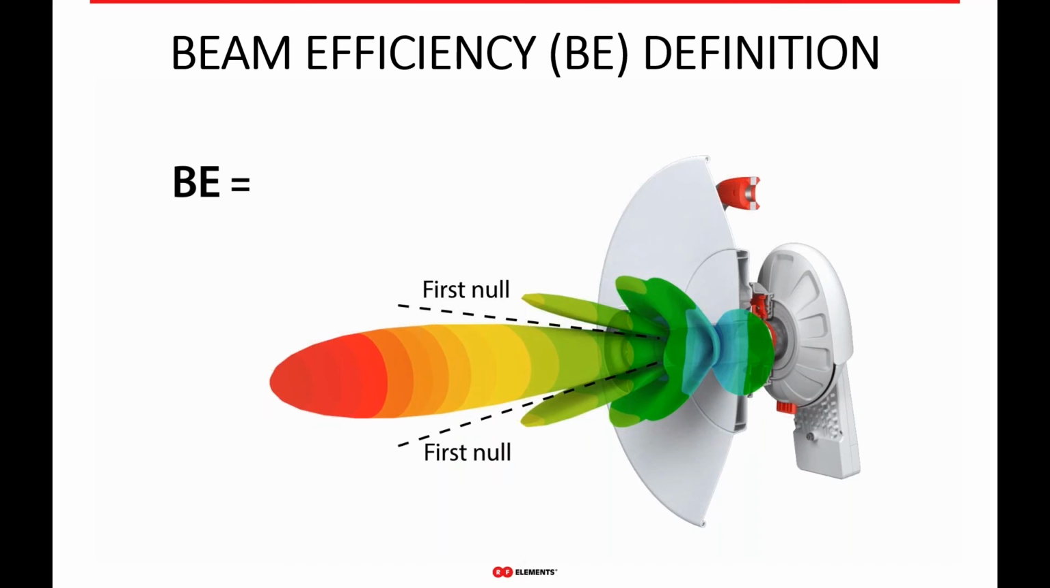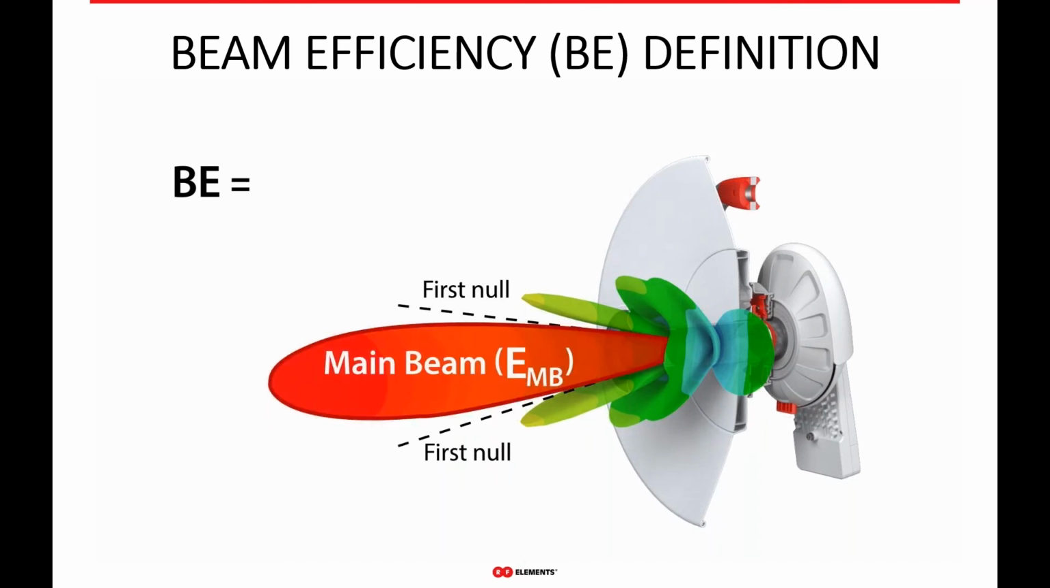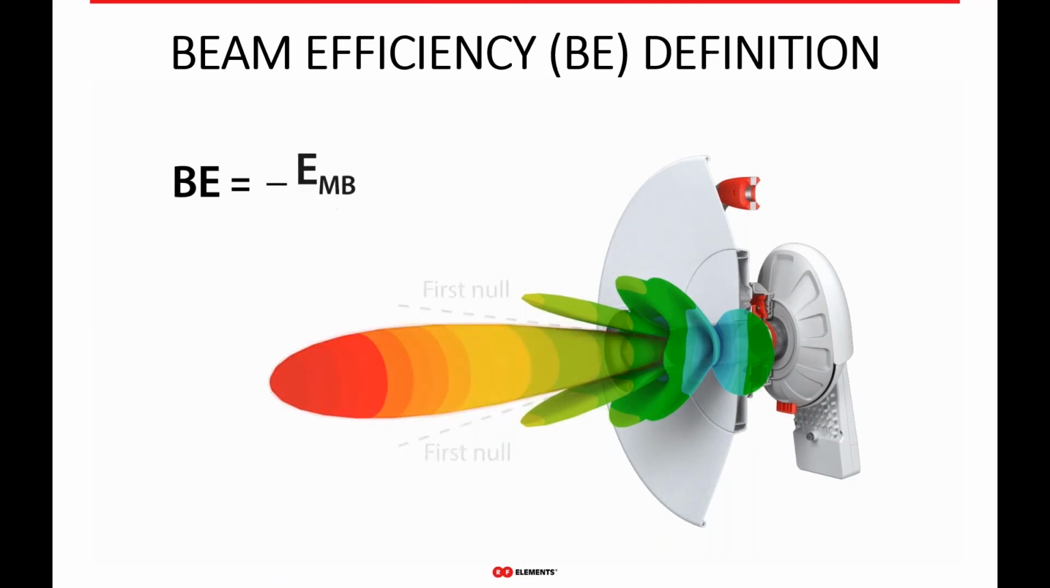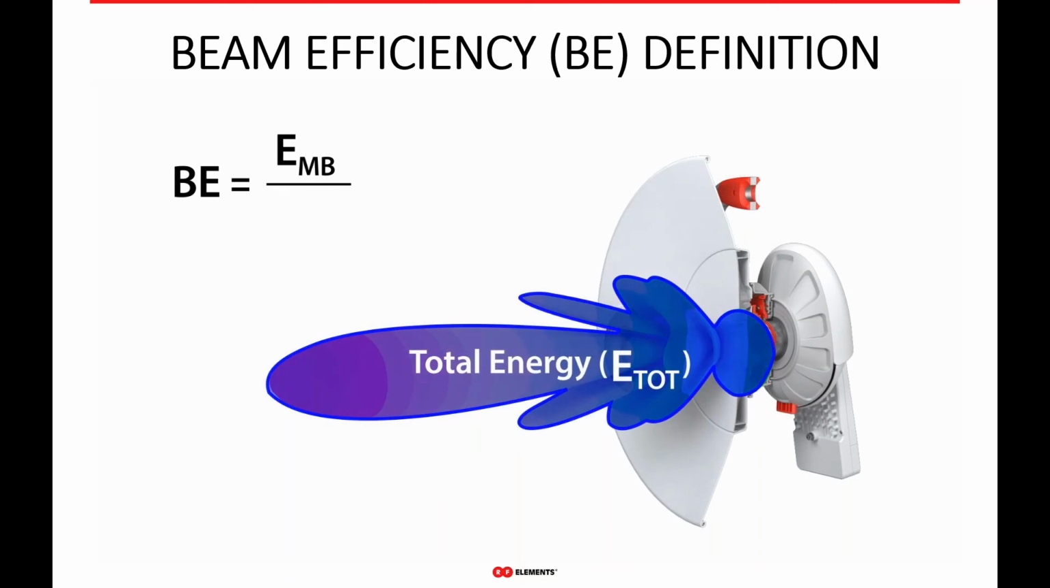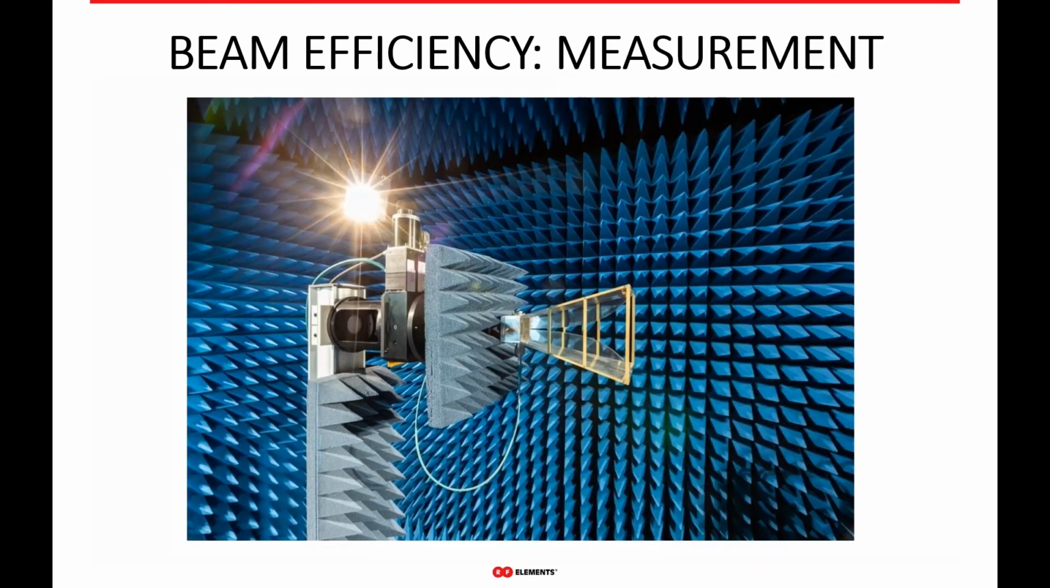Beam efficiency is a ratio of the energy contained in the main lobe to the total energy an antenna radiates, so it is also a measure of side lobes. We can get the percentage of the side lobes by subtracting beam efficiency from 100%. It's quite easy to see what beam efficiency is and how important it is.